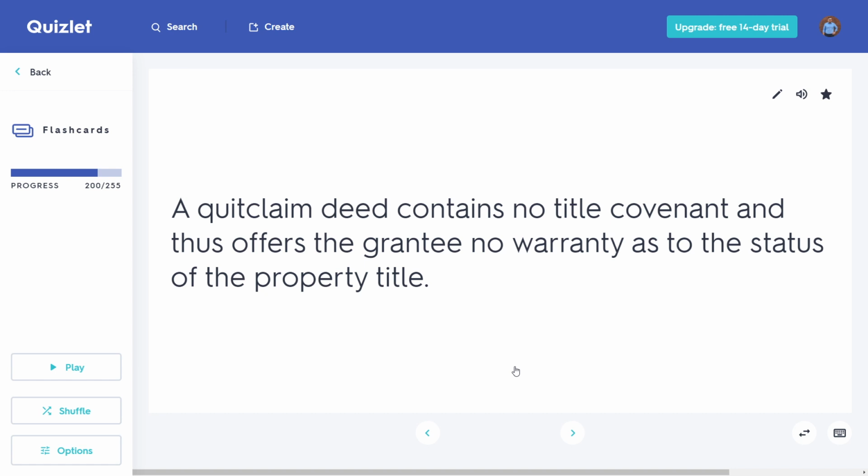Quitclaim deeds are often done in an instance of maybe your father, he wants to move to Florida, and he gives you his property. You don't want to deal with all the mumbo jumbo. He just says a quitclaim deed, and he transfers the property to you. It's so much faster. It's so much easier. These are typically done with family members, things like that. There are other exceptions and examples, but the main one I think you'll see on the exam is family members transferring things, and that's why there's no title covenant, no guarantees, because it's just family. It's shorter and easier that way.